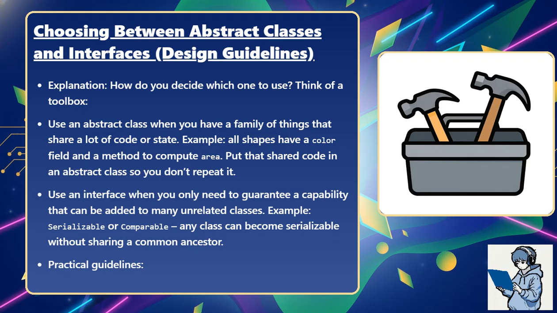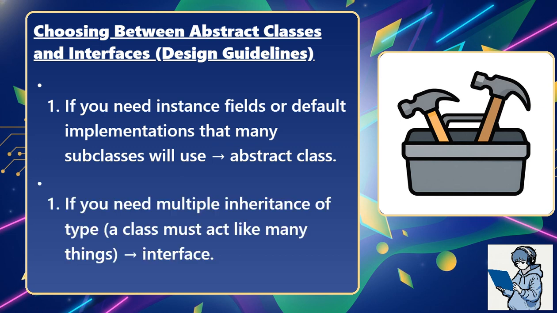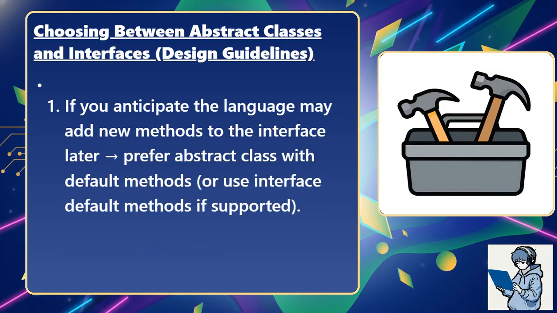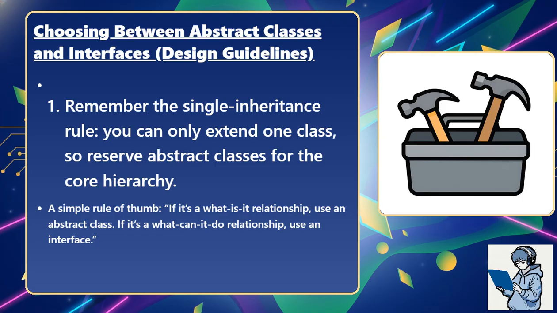Practical guidelines. If you need instance fields or default implementations that many subclasses will use, abstract class. If you need multiple inheritance of type, a class must act like many things, interface. If you anticipate the language may add new methods to the interface later, prefer abstract class with default methods, or use interface default methods if supported. Remember the single inheritance rule. You can only extend one class, so reserve abstract classes for the core hierarchy. A simple rule of thumb: if it is a what-is-it relationship, use an abstract class. If it is a what-can-it-do relationship, use an interface.